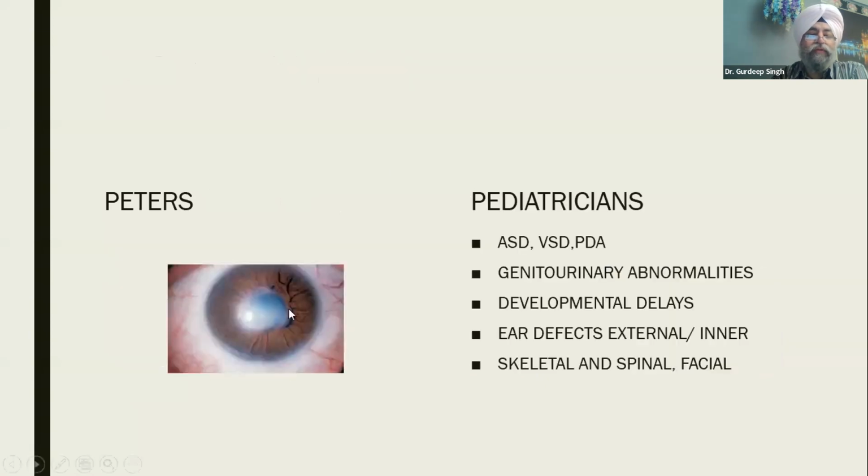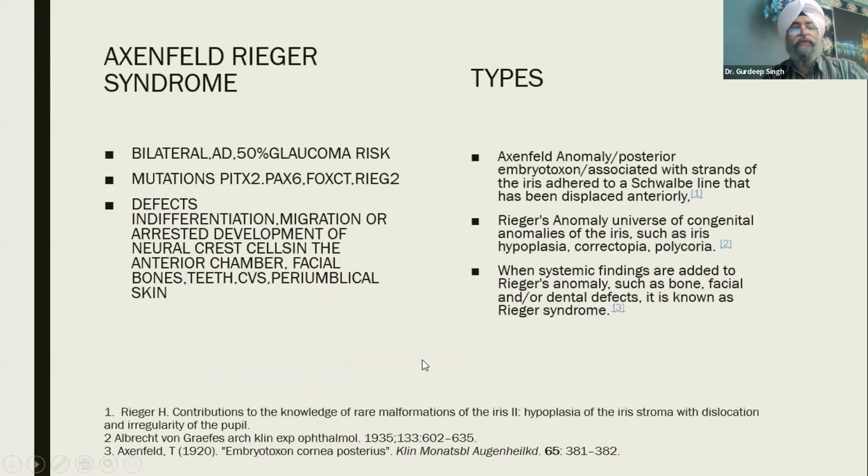So you can see if the child is having something like this, it definitely needs an urgent referral, because otherwise the child will definitely go into amblyopia. And for the pediatric colleagues, the associations are ASD, AVSD, and PDA. And genitourinary, there can be developmental delays, ear defects, skeletal and spinal facial defects.